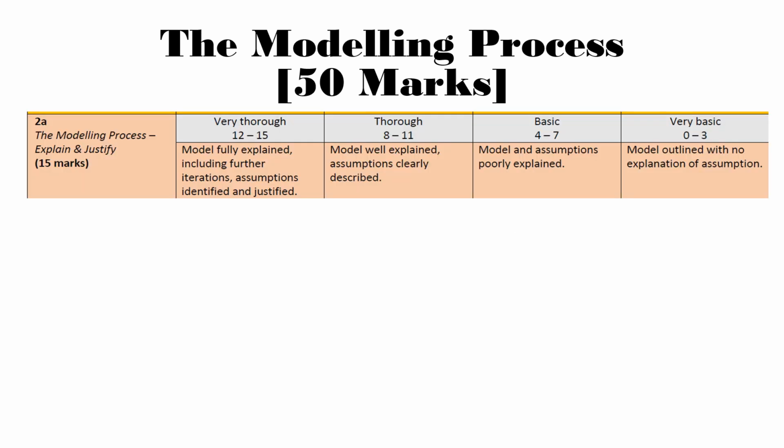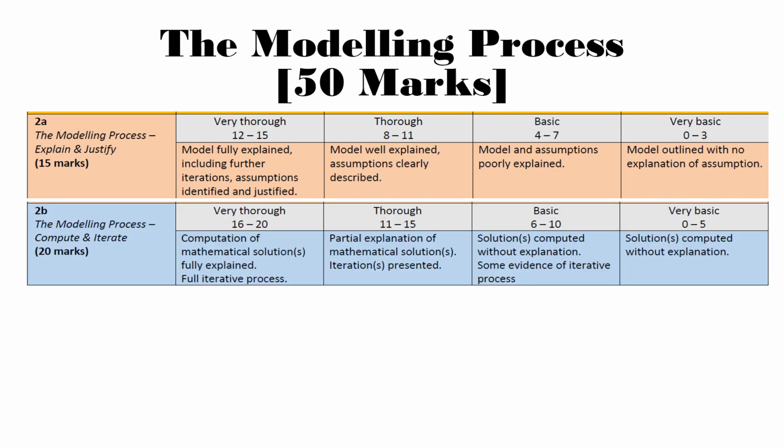So the first section is section 2A, which is the modelling process, explain and justify, and that's worth 15 marks. Again, let's focus on this very thorough part. The model fully explained, including further iterations, assumptions identified and justified. The second section, 2B, the modelling process, compute and iterate.